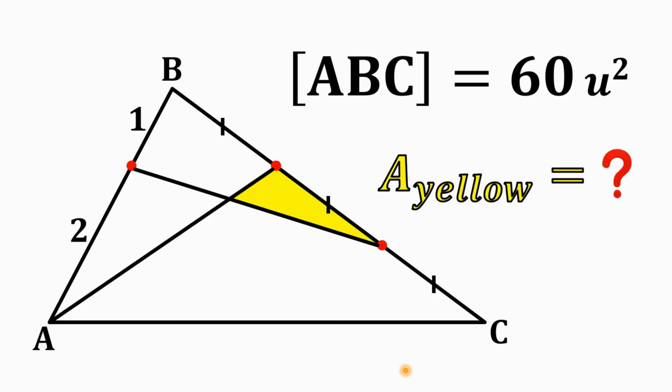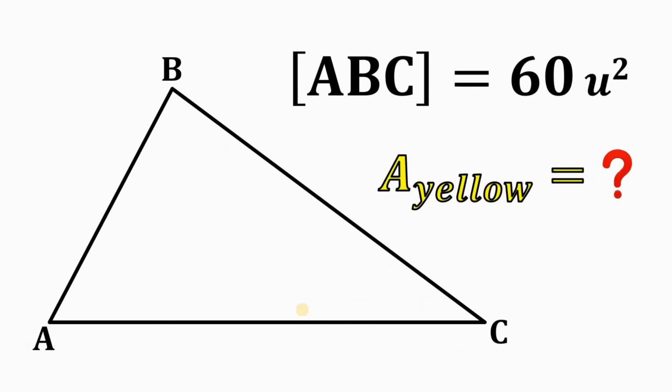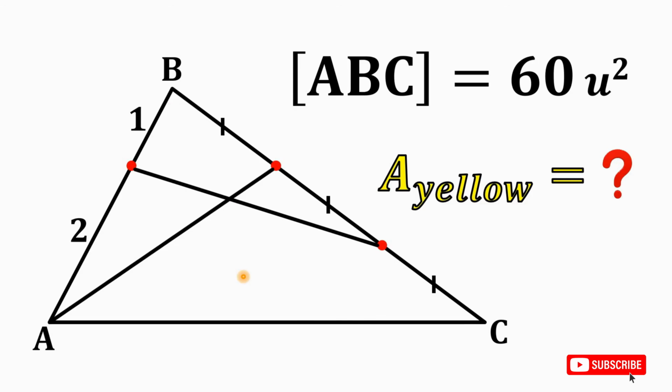Today, we have a geometry challenge coming from one of our followers, and the question goes like this. Given this triangle ABC having an area of 60 square units, this segment AB, let's cut this into the ratio 1:2, and this segment BC, let's cut this into 3 equal pieces. Now, let's draw two segments inside our triangle. And now the question is, what is the area of this yellow triangle?